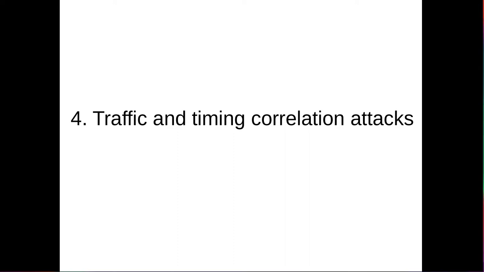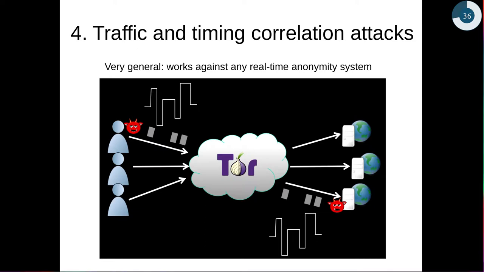Finally, traffic and timing correlation attacks. This is actually a very general problem. If you build any kind of anonymity system that offers real-time online anonymity, there is a problem that a traffic timing and correlation attack always works. Somehow it always works. And the problem is that you are transferring some traffic pattern in, and there is some kind of anonymity system, and then the traffic goes out. And if someone is able to look at the traffic going in and out, the attacker is able to correlate that this person is sending the traffic, and then there is something going on in the middle, but the traffic is definitely going out here.